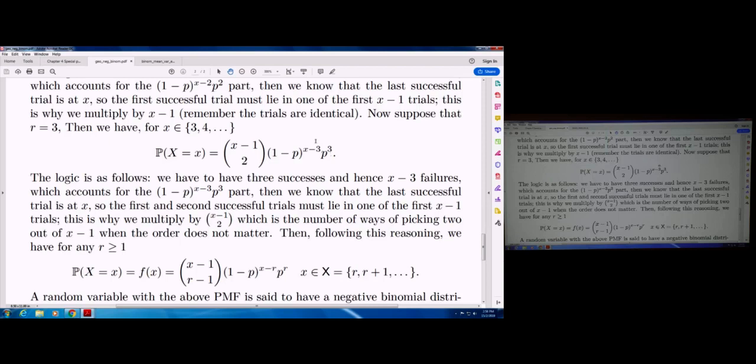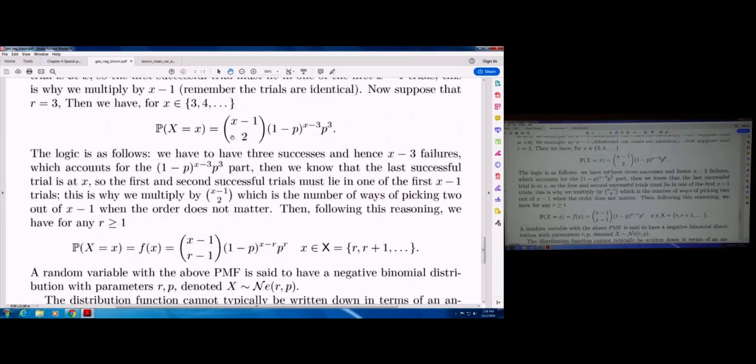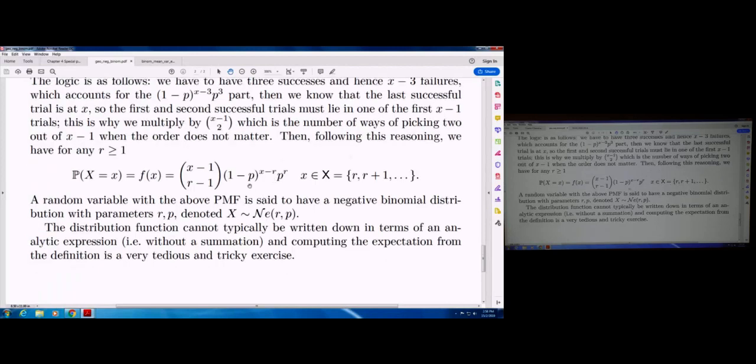Basically, for any r at least 1, the formula for the probability mass function is x minus 1 choose r minus 1 (here r was 3), times (1 minus p) to the x minus r, because that's the number of failures you must have, and p to the r is for the successes. And x, the random variable, must lie in the set r, r plus 1, off to infinity. Any probability mass function which has this functional form and this support is said to have a negative binomial distribution, and the parameters are r and p.